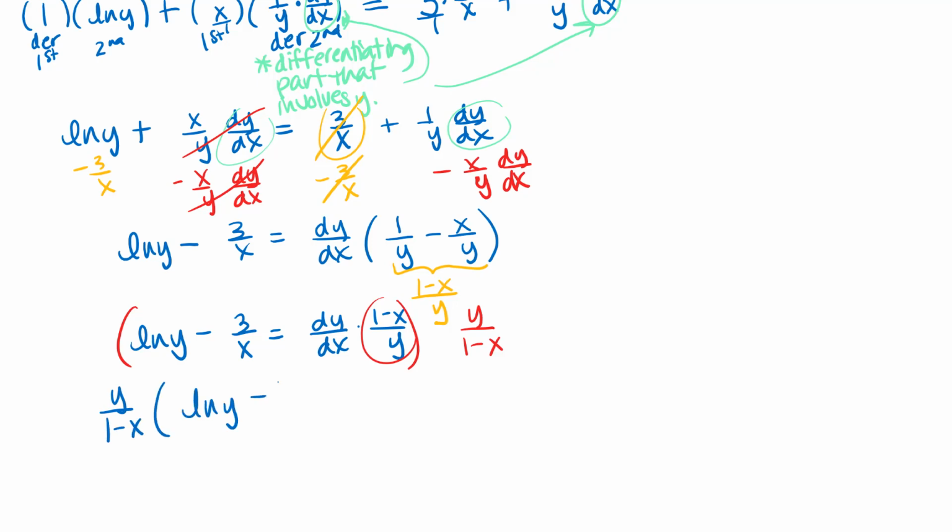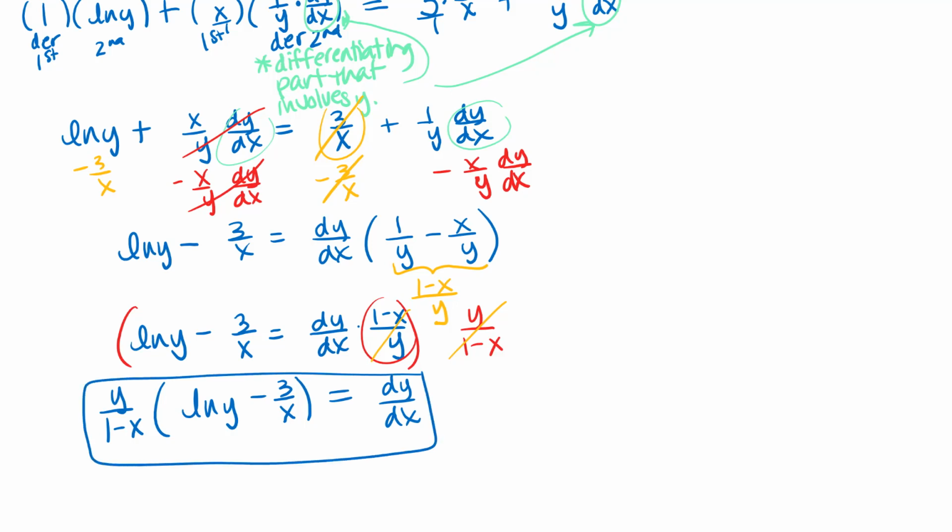ln y minus 3 over x equals, and then on the right side, the whole point of why I multiplied by that fraction was to get it to cancel with that fraction that's there. So on the right side, I'm just left with dy over dx. The book might have done some other algebra. There's a couple terms inside the parentheses. You could get a common denominator there. You could also distribute through the parentheses. So there's a lot of different ways you could write this answer. But that's probably how I would leave the answer.